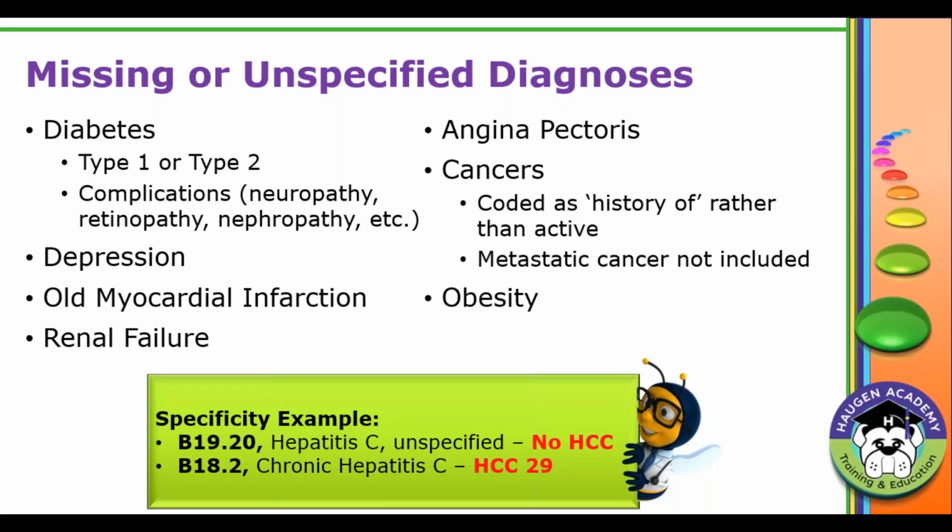And then there's just an example here on the bottom of the slide. If the provider is just documenting hepatitis C, that doesn't map to an HCC code, but if they are specifying it's chronic hepatitis C, that does map to HCC 29. So some of the documentation really does make a difference.